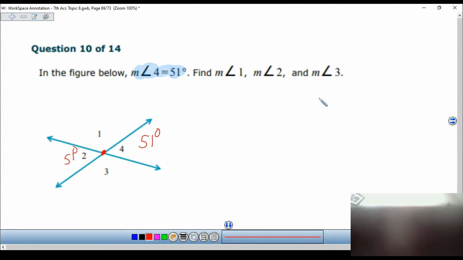So you get it, Alex, you're going to have these little boxes. You just type them in. I'm going to just fill them in on the chart here because it's easy. Okay? So we got 2 angles down already. Now we got to find 1 and 3.